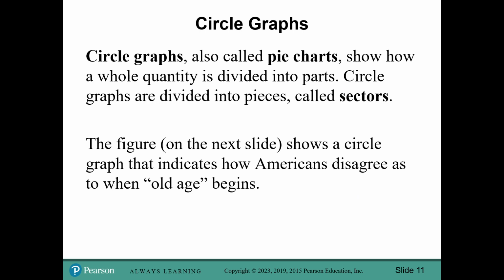Now let's look at circle graphs. Circle graphs, also called pie charts, show a whole quantity that is divided into parts. Circle graphs are divided into pieces called sectors. The figure on the next slide shows a circle graph that indicates how Americans disagree as to when old age begins. Let's have a look at that.